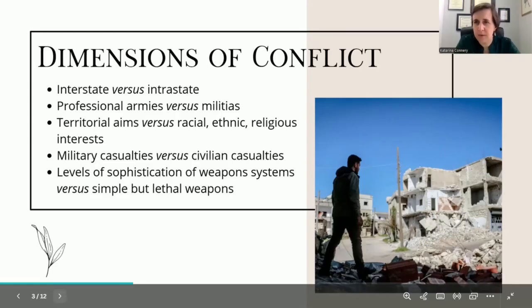In looking at the dimensions of a conflict, there are military casualties versus civilian casualties. There's the Geneva Convention, which outlines humane treatment during times of war and conflict, including to limit fighting to military targets and to minimize civilian casualties. These are not always adhered to and can even be blatantly ignored, not only by militias, but also by the governments themselves. And you can also consider the level of sophistication of the weapons that are being used.